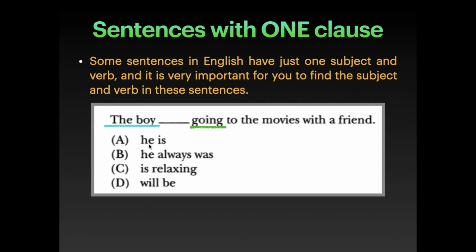A doesn't work porque nos da otro sujeto, entonces tendríamos dos sujetos y un verbo. Este es lo mismo, tenemos dos sujetos, so incorrect. This can be, but the problem is, ya tendríamos un sujeto y tendríamos dos verbos. And so we know that the correct answer is letter D. The boy will be going to the movies with a friend.